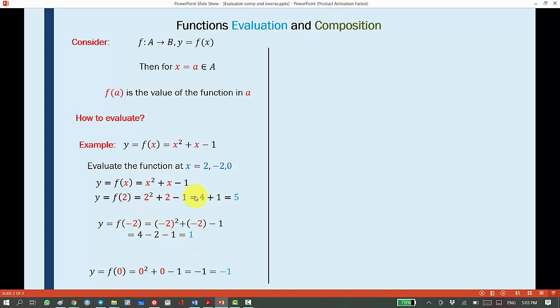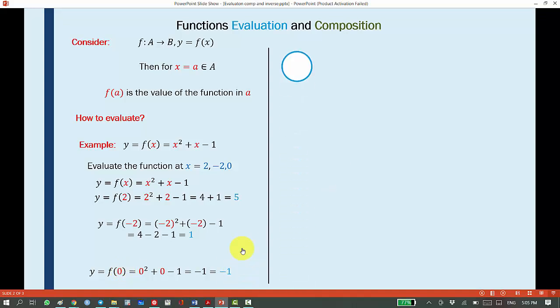To find the value of the function when x is 0, we simply substitute x with 0. Hence, f of 0 is equal to 0 squared plus 0 minus 1. These two parts are 0. Then we are left with minus 1. Hence, the value of the function when x is equal to 0 is minus 1.